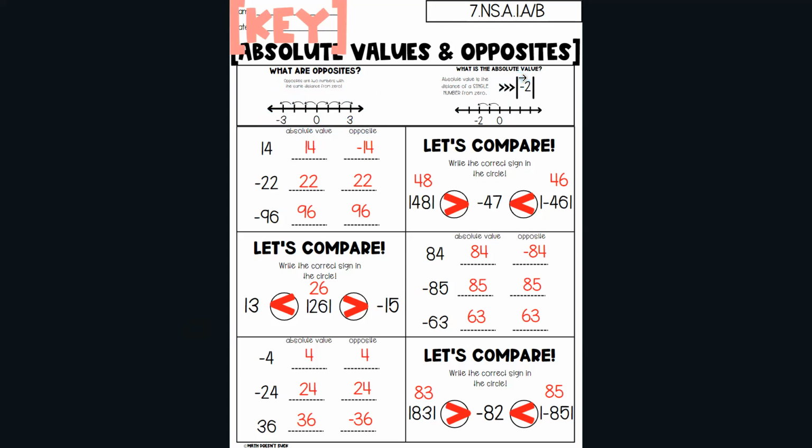Absolute value is the distance from 0 of just one number. So negative 2 is 2 spaces from 0. So the absolute value of negative 2 is 2.